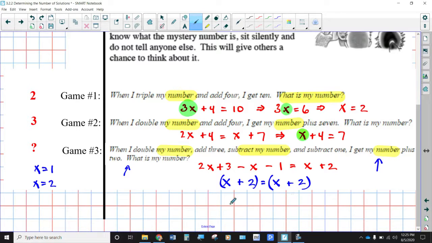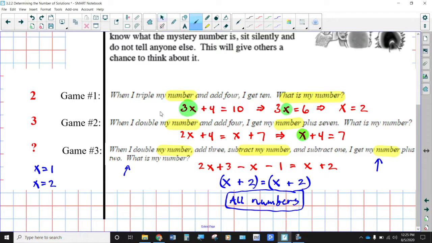Well, it turns out in this situation, we would say that all numbers are correct. There are an infinite number of numbers that would work. Every positive number, every negative number, every fraction or decimal number would work in this particular equation as a solution.